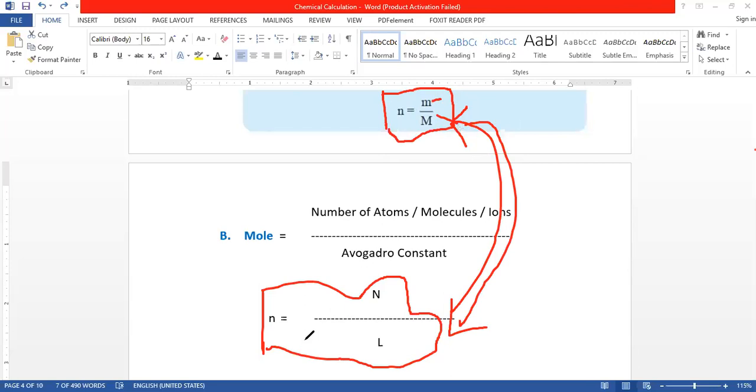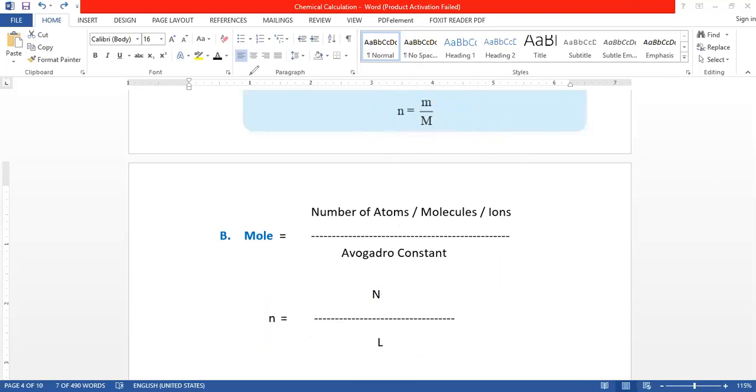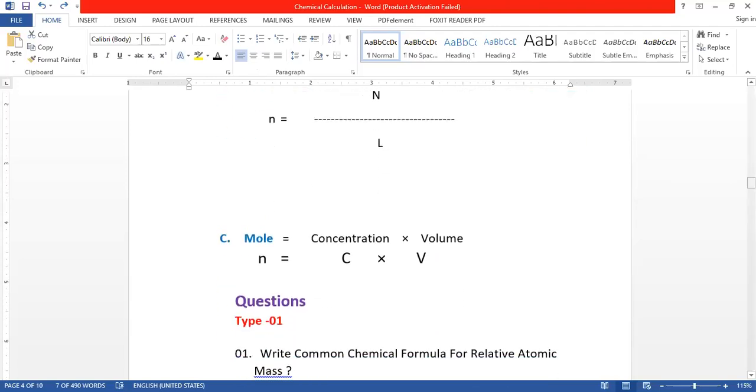N is equal to the number of atoms or molecules or ions. And the third equation you may have studied, to find the mole, you must know that mole is equal to concentration into volume. You may have studied this equation in grade 11, chapter number 3.